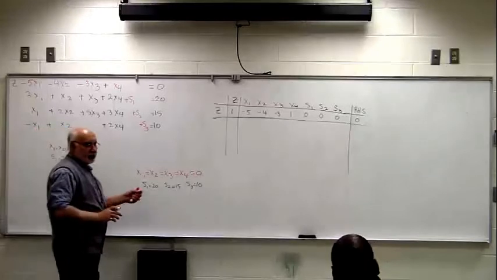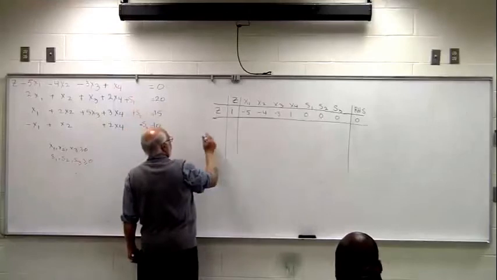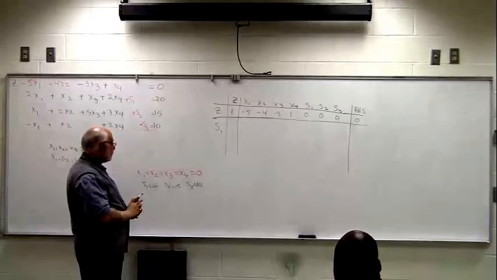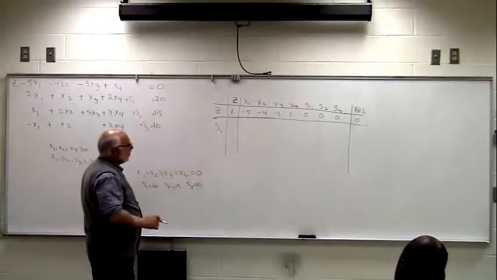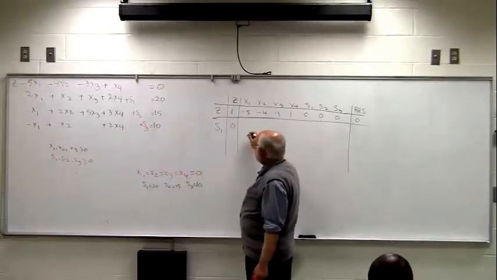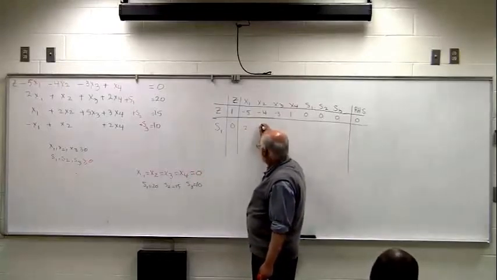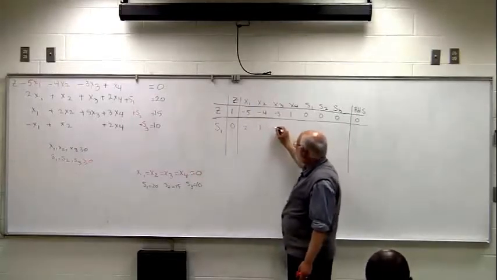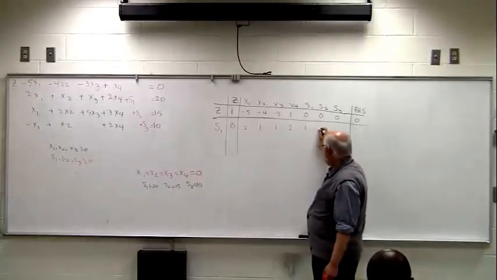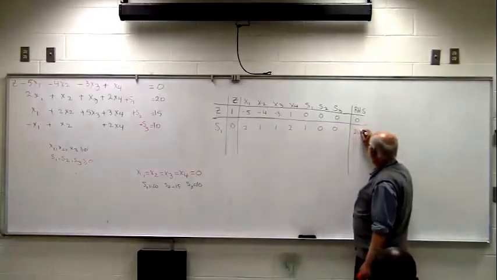I would write my set of basic variables in here. What is the basic variable in here? S1. And there's no Z. Coefficient of X1 is 2. Coefficient of X2 is 1. Coefficient of X3 is 1, 2, 1, 0, 0, and the right-hand side is 20.